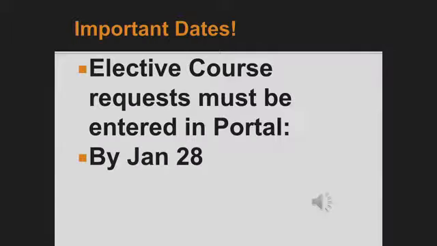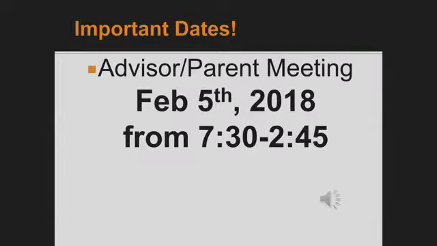Here are some important dates. Students must have their elective course request entered into the portal by January 28th. We will hold a parent and advisor meeting on February 5th from 7:30 to 2:45. It is important for the student to see their RAP teacher to schedule a time to meet on that day.